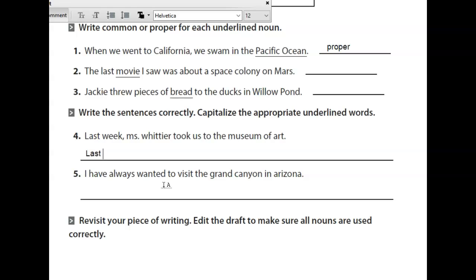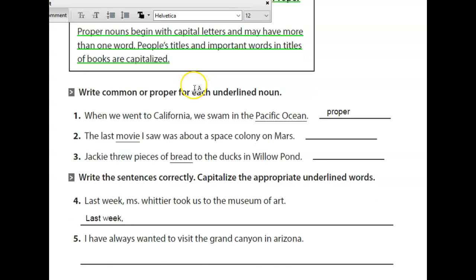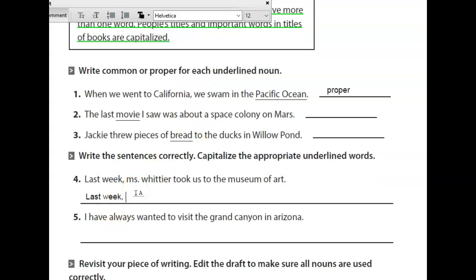So I know the beginning of the sentence has to start with a capital letter. I see right here that this is the title of a person, Miss Whittier. So I remember right here that it says people's titles are capitalized. So I'm going to capitalize the M in Miss and the W in Whittier. Took us to the Museum of Art.